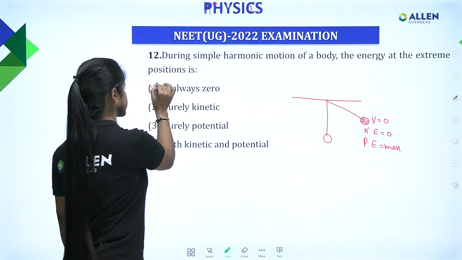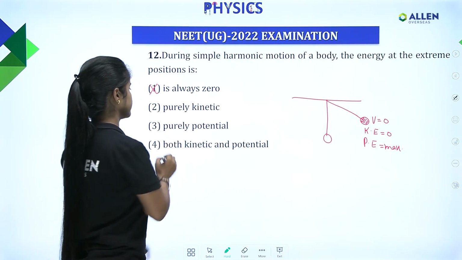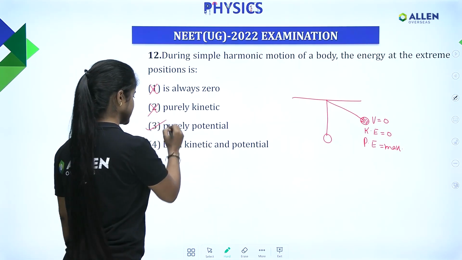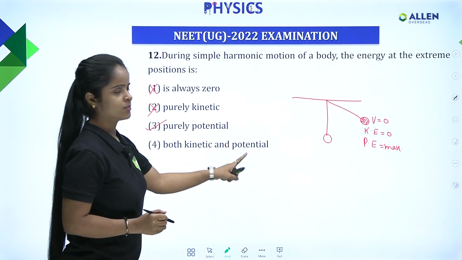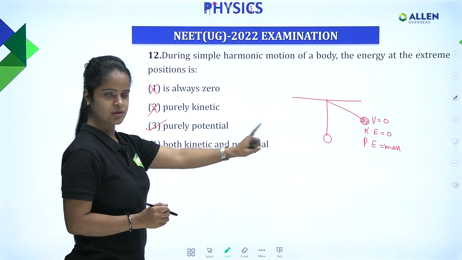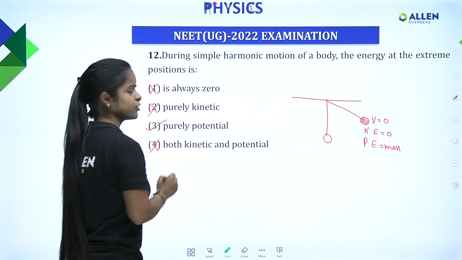Always 0? No, it is the wrong option. Purely kinetic? No, it is also a wrong option. Purely potential? Yes, it is the correct option. Both kinetic and potential? No, here we can't find kinetic energy because at extreme position velocity is 0. So it will also be a wrong option.